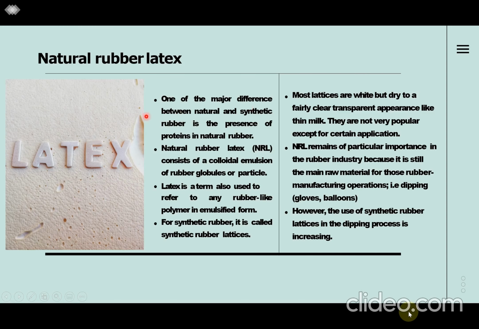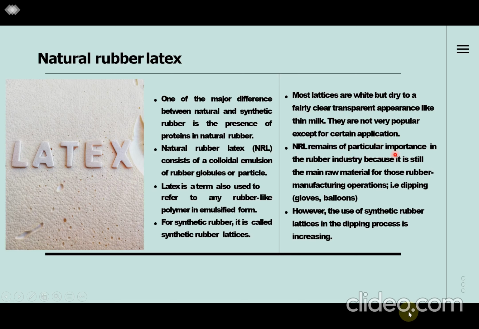One of the major differences between natural and synthetic rubber is the presence of proteins in natural rubber. Natural rubber latex (NRL) consists of a colloidal emulsion of rubber globules or particles. Latex is a term that can also be used to refer to any rubber-like polymer in emulsified form. For synthetic rubber, it is called synthetic rubber latices. Most latices are white but dry to a fairly clear transparent appearance, like thin milk. They are not very popular, except for certain applications.